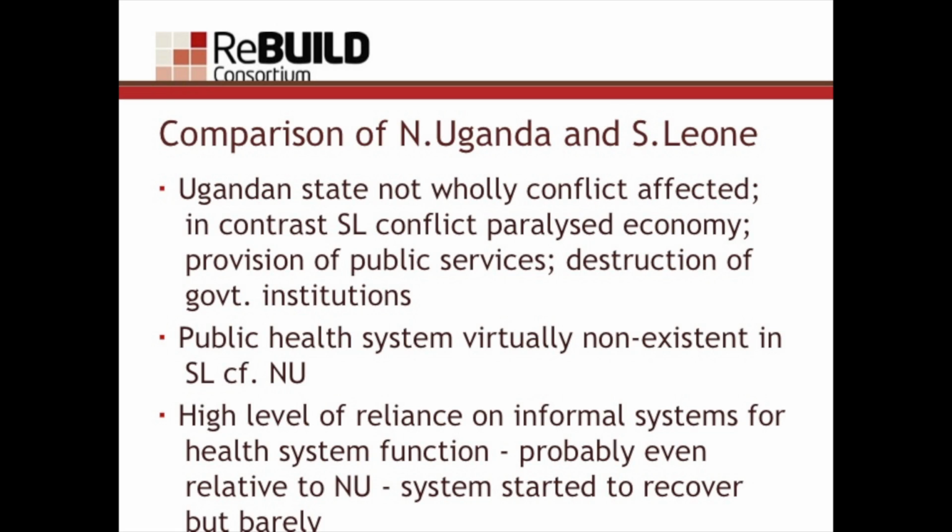If we compare northern Uganda and Sierra Leone, I think there are a number of key issues. The Ugandan state wasn't wholly conflict affected, so it did have a stable state that could be relied on to immediately set up the National Task Force, and that is strong and not especially fragile. The Sierra Leone conflict had paralysed the economy, paralysed provision of public services, and destroyed government institutions, and the aftermath of that was still very present. And the public health system, really, when you consider that certainly the health workforce distribution was almost non-existent in Sierra Leone compared to northern Uganda.